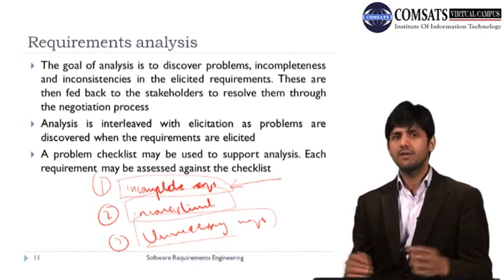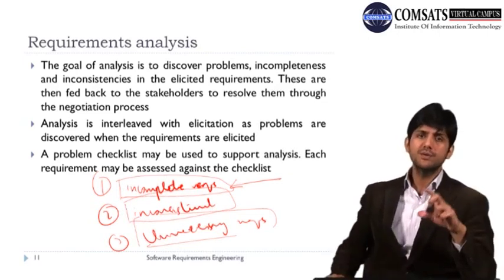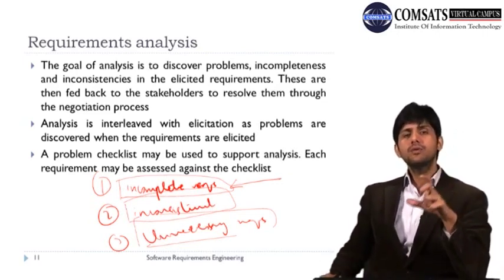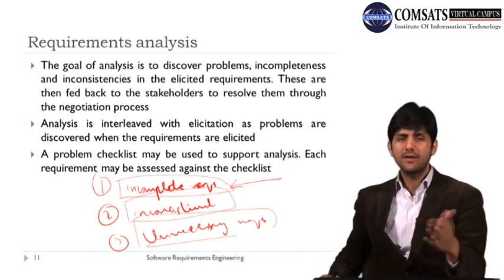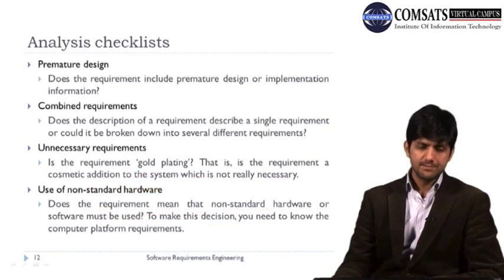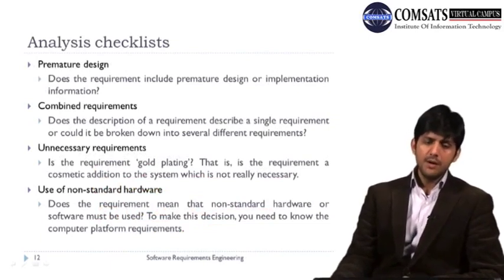So what we do is, let's say we have elicited 100 requirements. So what we do is we try to go through all those 100 requirements, and in this analysis phase we identify these problematical requirements. So what are these analysis checklists?